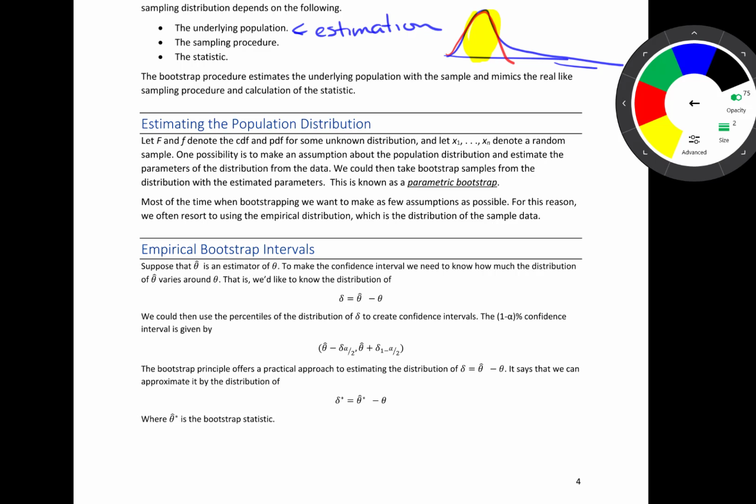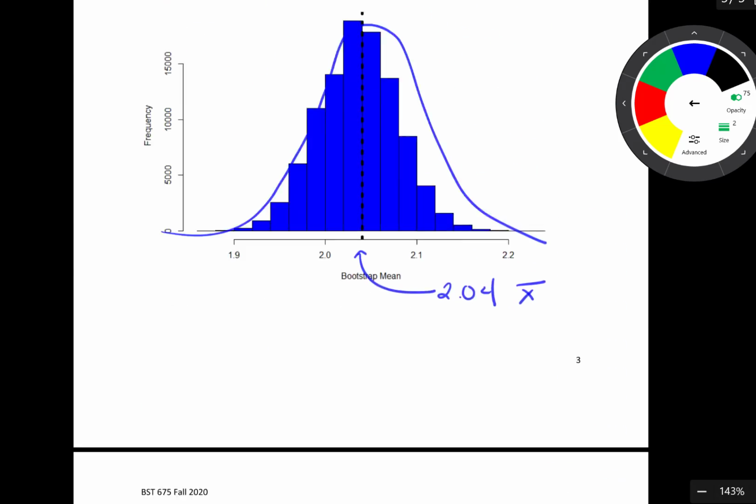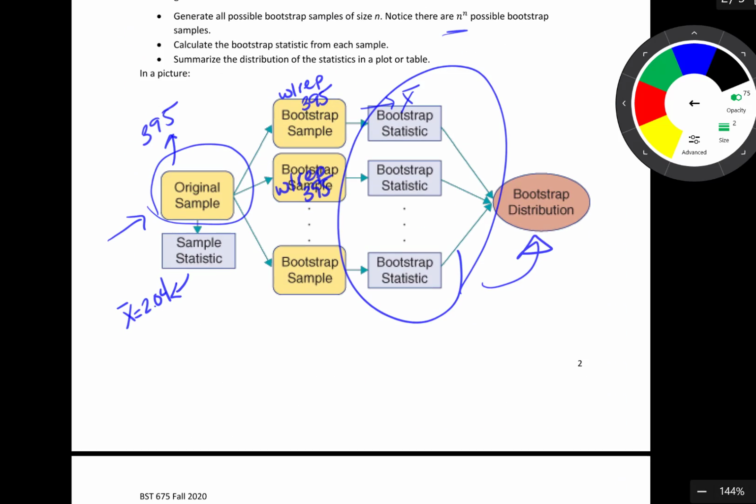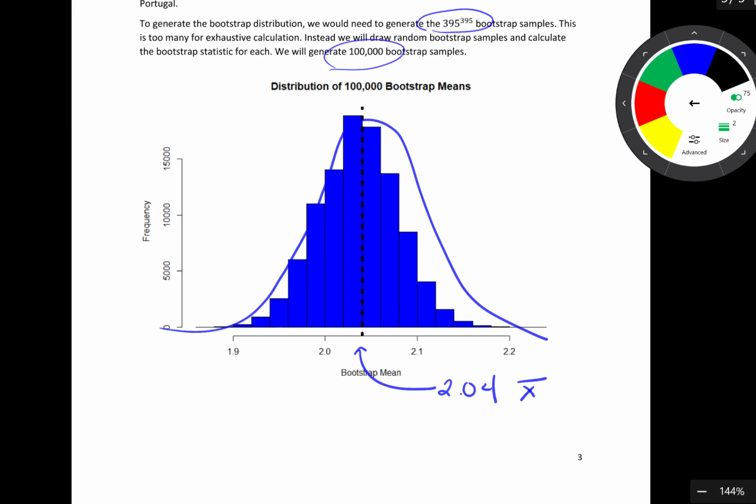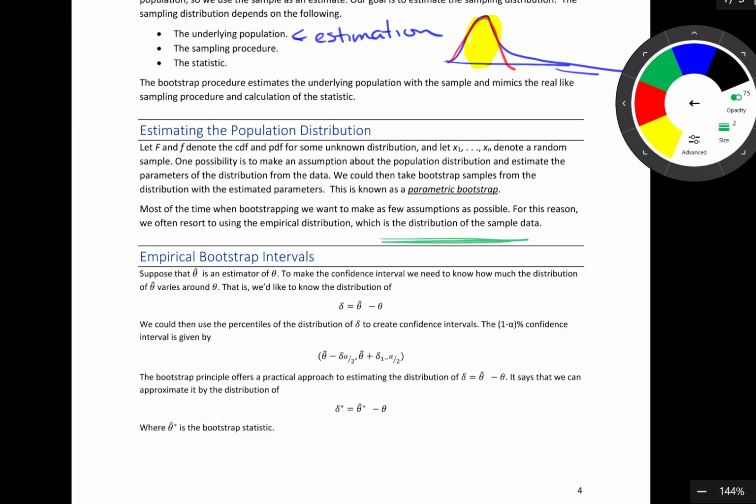Now most of the time in bootstrapping we want to make as few assumptions as possible, and so for this reason we will often resort to using the empirical distribution, which is the distribution of the sample data. So this idea right here, if we go back up, that's what this image was illustrating. This would be using the empirical distribution, and then this bootstrap distribution was also found using that method.